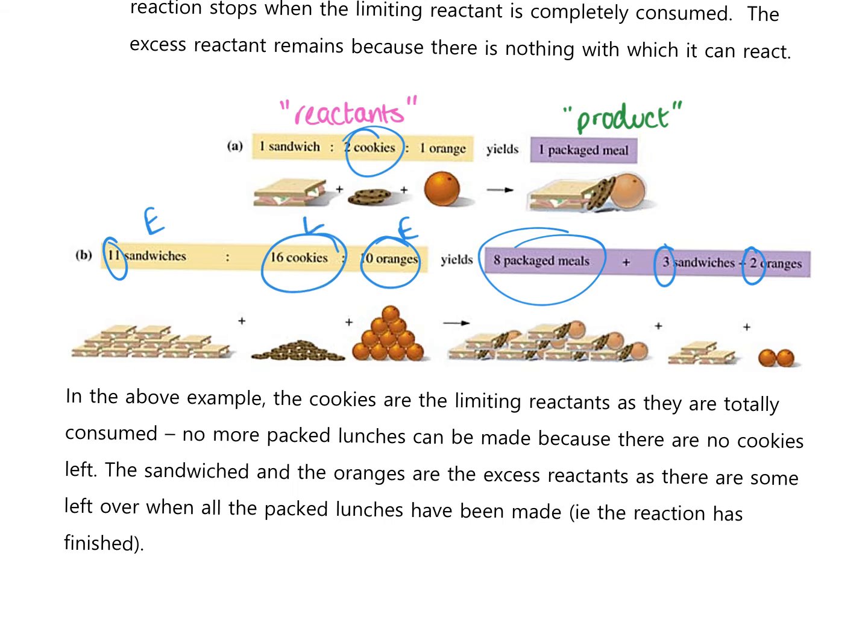So this is an example where you can see you need to work out this in terms of the ratio of the reactants that you need. So even though we had more cookies to start with, we had 16 versus 11 and 10 sandwiches and oranges, because we need 2 for each product, our packed lunch, it is actually ending up being our limiting reactant. So we need to take that into account when we do these calculations.